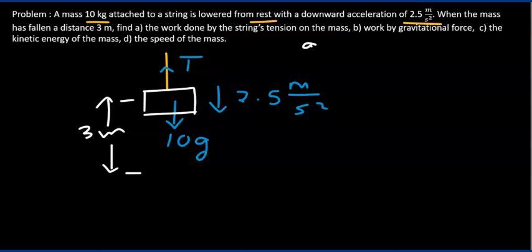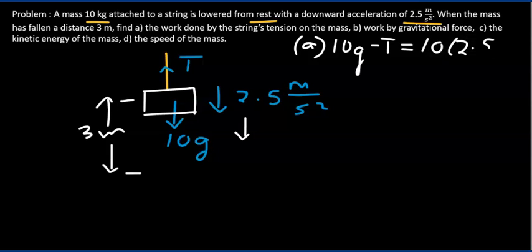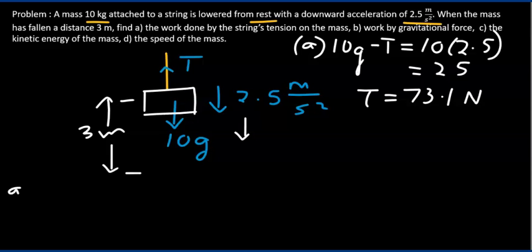Let's first determine what the value of the tension is. Now, from this free body diagram, we know the acceleration is downward, so the net force is 10g, that is the weight, minus the tension, and net force is m times a. M is again 10 kg, acceleration is 2.5, which is 25. So T, or the value of tension in the string, is 73.1 newtons.